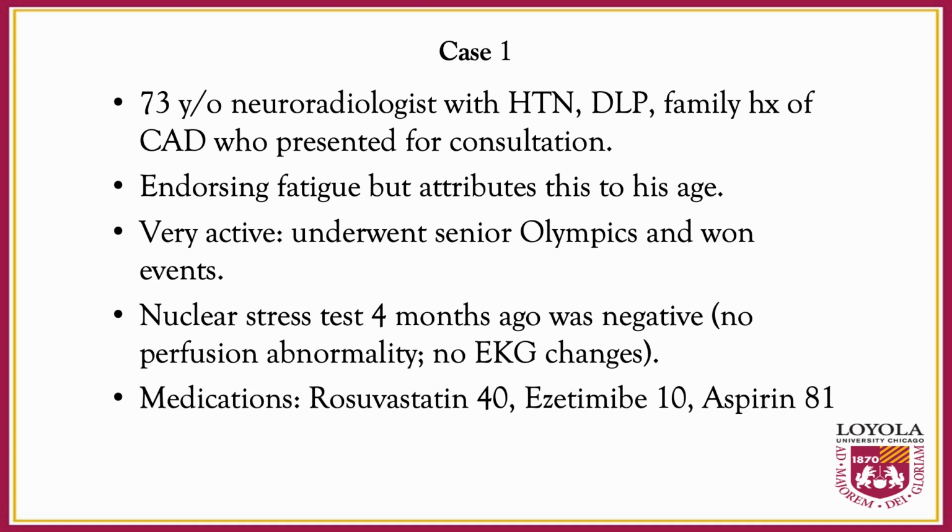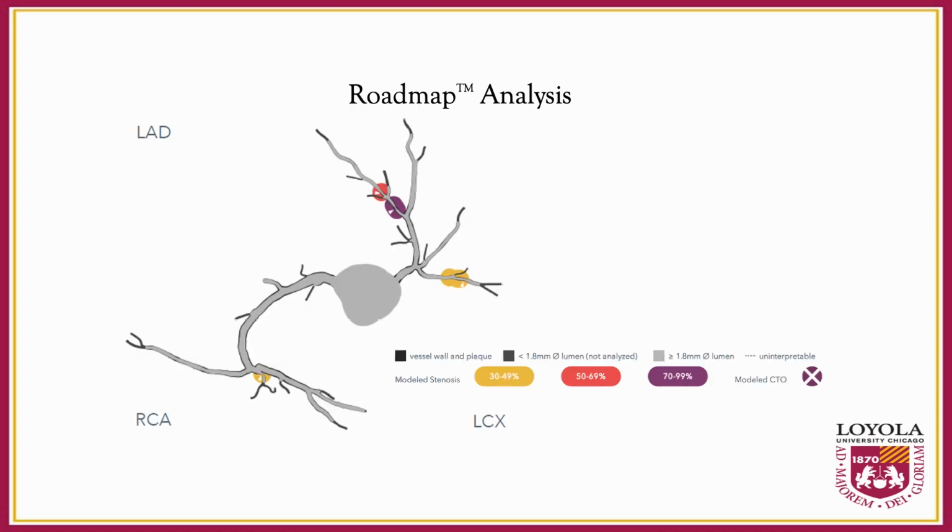He was on rosuvastatin 40, ezetimibe 10, and aspirin 81. His LDL was 73, and triglycerides were 85. After discussion with the patient, we decided to proceed with a coronary CT angiogram. This is the patient's roadmap analysis. Roadmap rapidly visualizes and assesses disease severity via these color-coded capsules.